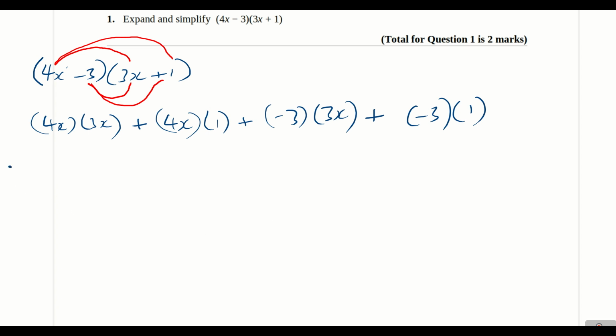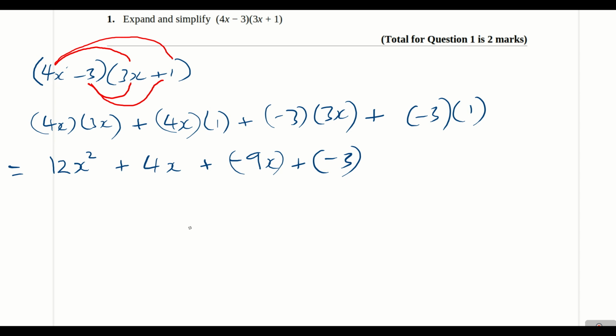Now let's multiply out these individual terms. Now 4x times 3x is the same as 4 times 3 times x, because it doesn't matter what order we multiply in. 4 times 3 is 12, and then x times x is x squared. Plus, now 4x times 1 is just 4x. Now, minus 3 times x. Well, minus 3 times 3 is minus 9x. And then minus 3 times 1 is just minus 3.